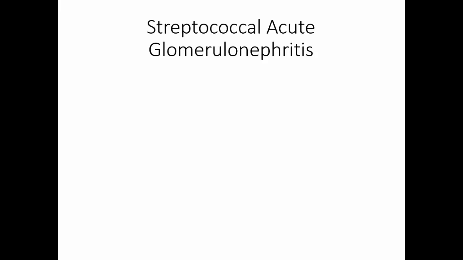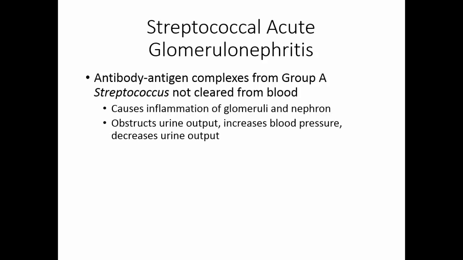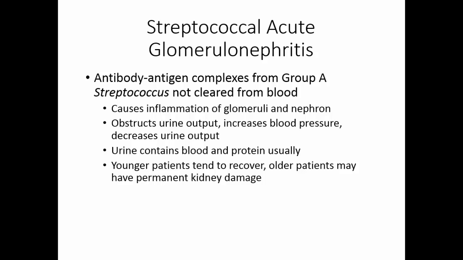Streptococcal acute glomerulonephritis is an antibody-antigen complex problem. Here, the antigen-antibody complexes from group A Streptococcus are not cleared from the blood. For some reason, these tend to collect in the glomerulus and the nephron, causing inflammation. As a result, urine output is obstructed, blood pressure increases, and there is a decrease in urine output. The urine that does leave the body tends to contain blood and protein. Younger patients tend to recover. Older patients may have permanent kidney damage as a result of this.